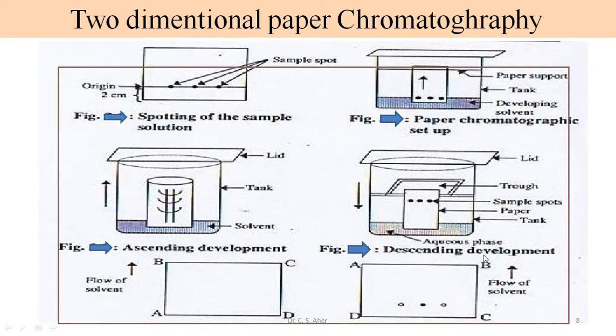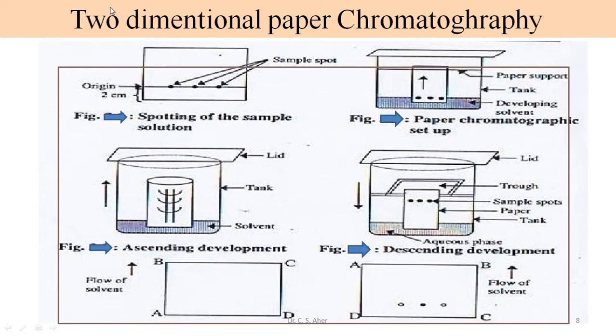The second type is descending chromatography. This development is opposite to that of ascending. The paper is hung vertically, and spotting is carried out at the top on the baseline. We mark the baseline 2 to 6 centimeters from the top side, and this trough is used for filling the organic solvent, and that organic solvent moves in this direction, towards the gravitational force. So there is gravitational force acting on this organic solvent. So this is descending type development.